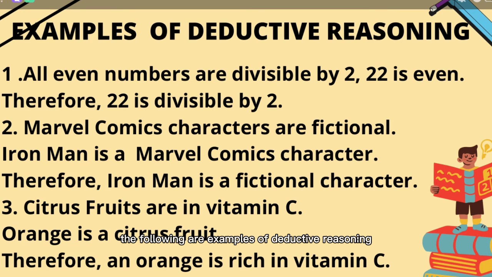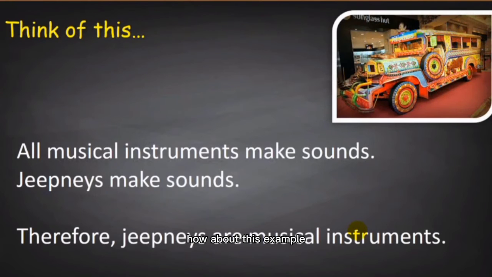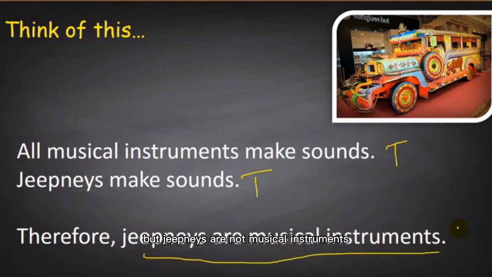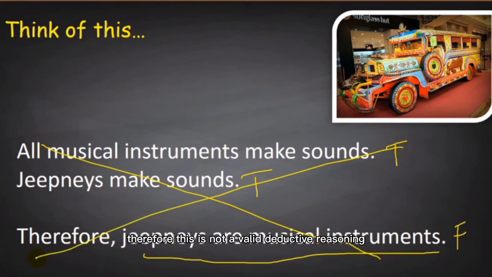The following are examples of deductive reasoning. How about this example? All musical instruments make sounds. Jeepneys make sounds. Therefore, jeepneys are musical instruments. But wait. All musical instruments make sounds. This is a true premise. Jeepneys make sounds. This is also a true premise. But jeepneys are not musical instruments. So this is false. Therefore, this is not a valid deductive reasoning.